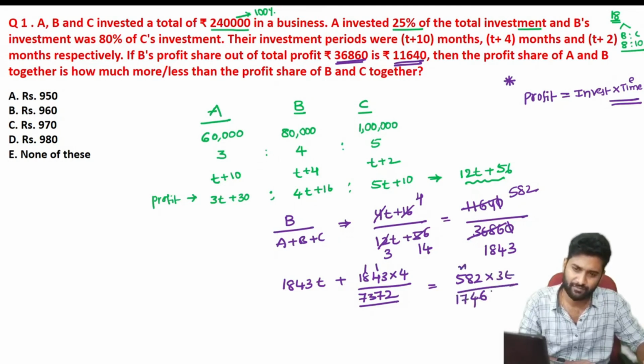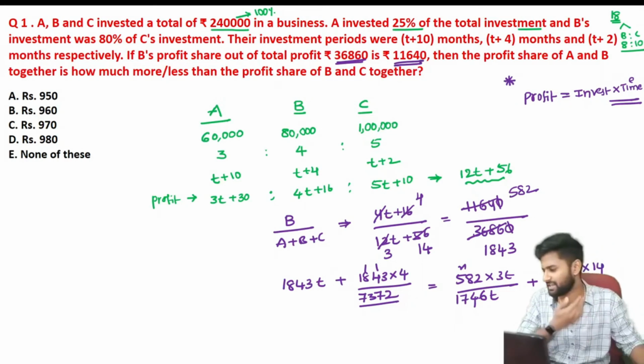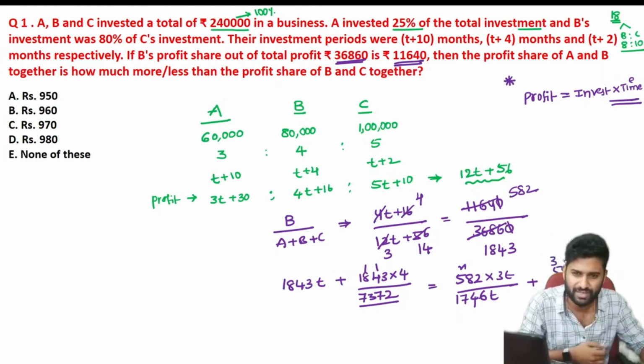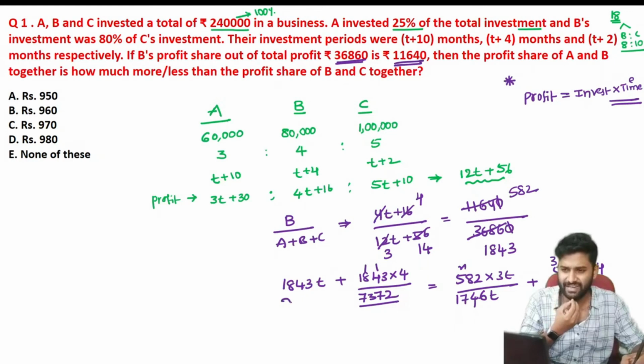It's 1740. Now finally 582 is multiplied by 14 times. Just go through the calculation. It's 8148. 4 twos are 8, 8 fours. 4 twos are 8, right? So it's 8148. Now just find the difference here.